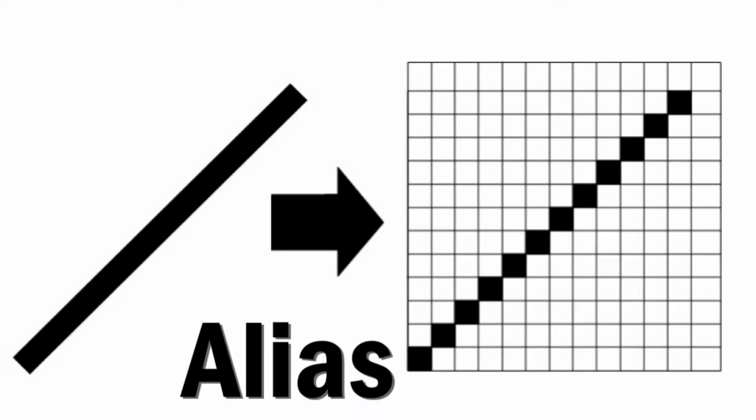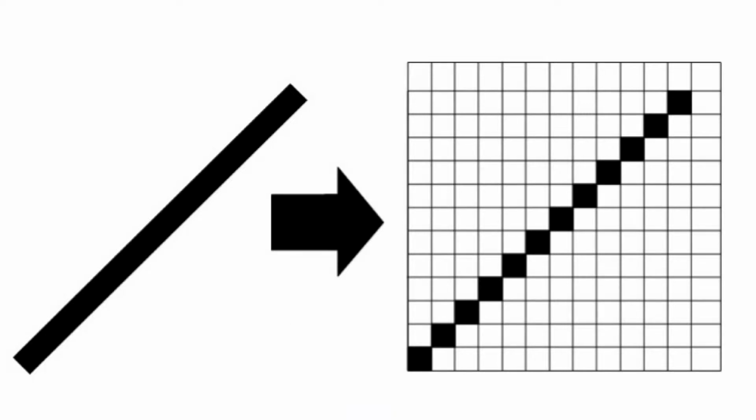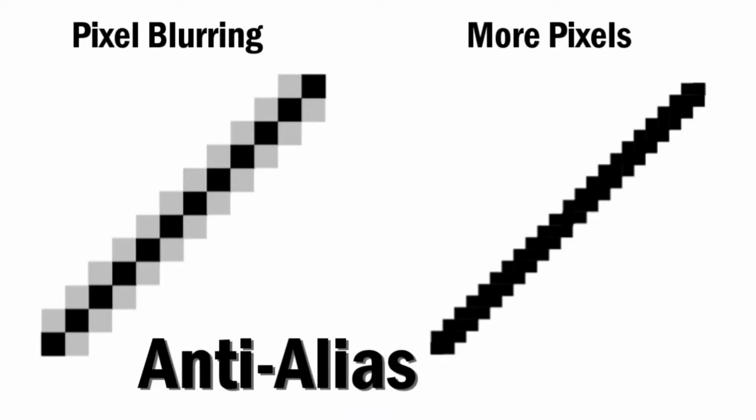Alias, also known as jaggies: it's tough to make a smooth edge from a bunch of square pixels. There are ways to make it better, but nothing so far makes it perfect.